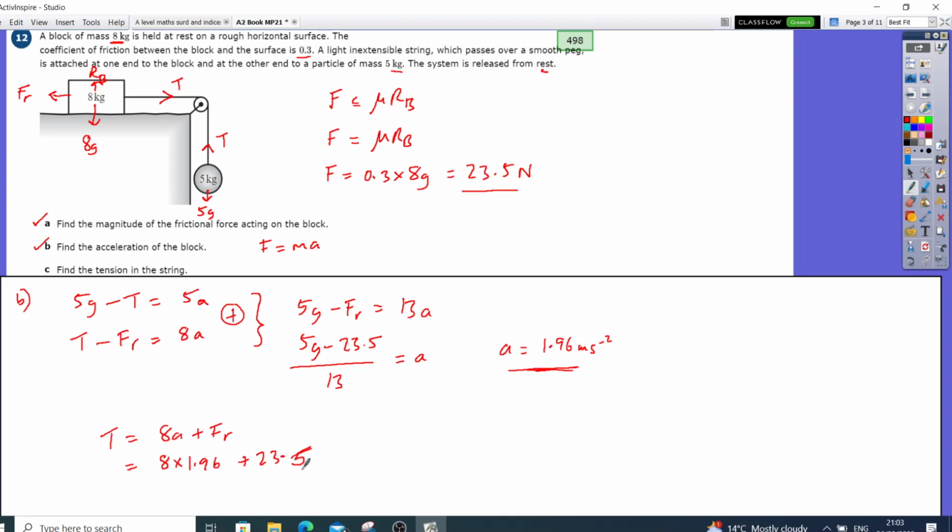If you put that in our calculator, you get, to 3 significant figures, always give your answer to 3 significant figures unless stated otherwise, 39.2 newtons. So that's the tension there. So we're all done.